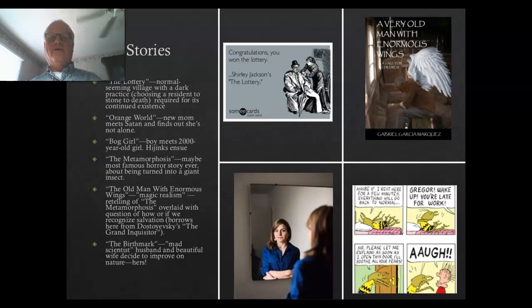It makes for a very uncomfortable story about this notion of, if salvation shows up, what would it look like? How would we know that salvation is at hand? That's what The Old Man with Enormous Wings asks as a question, as does, of course, the Dostoevsky story. So that's the second group of stories. The last group is Orange World and The Birthmark, and they are very different.